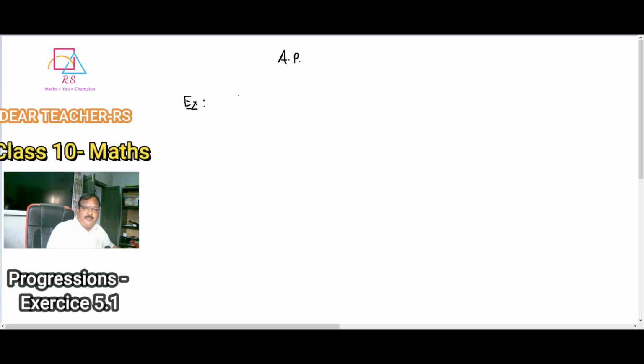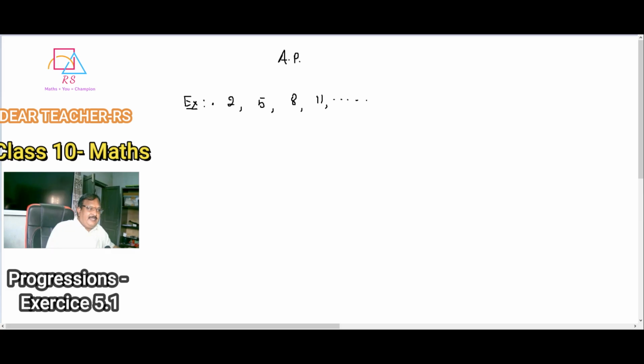So progression means a sequence of numbers which progress, right? Let us start from 2, 5 (2 plus 3), 5 plus 3 is 8, 8 plus 3 is 11, and so on. So this is a series of numbers progressing with a particular condition. Every term is obtained by adding a number: 2 plus 3 is 5, 5 plus 3 is 8, 8 plus 3 is 11, and so on.